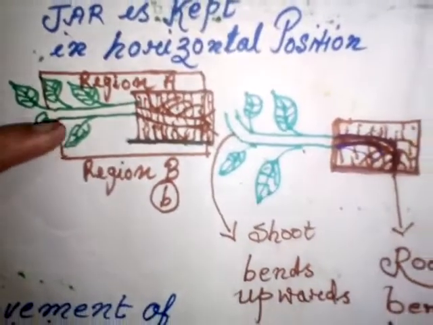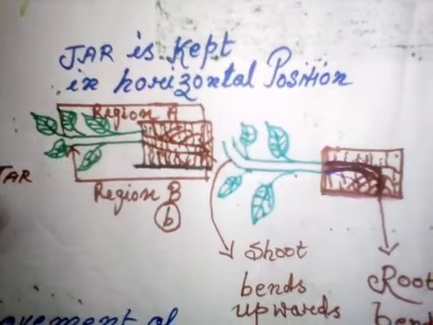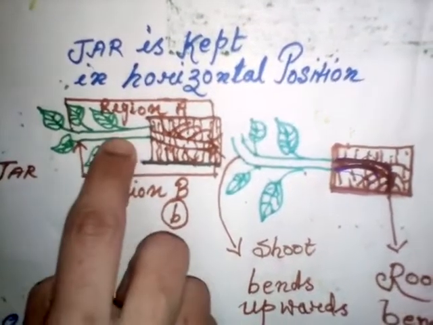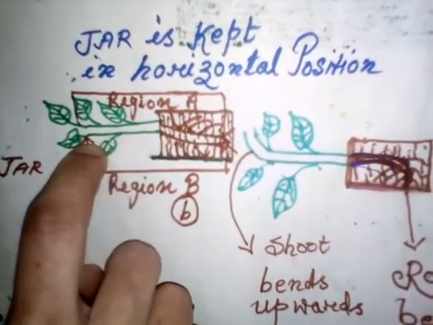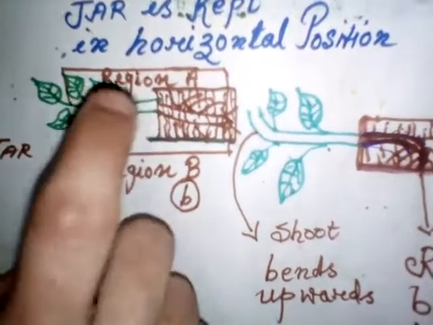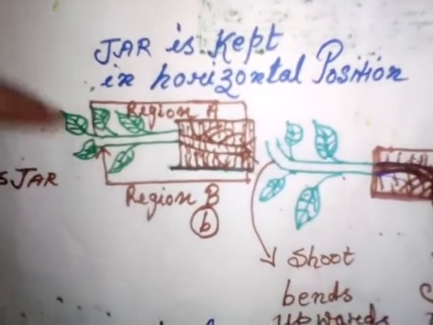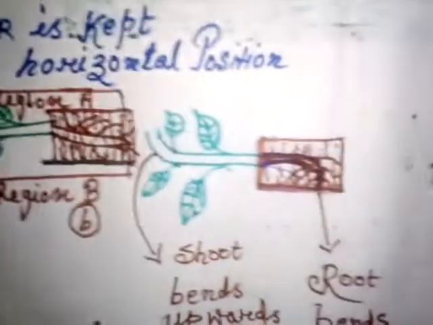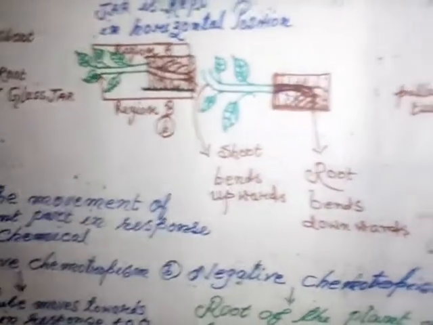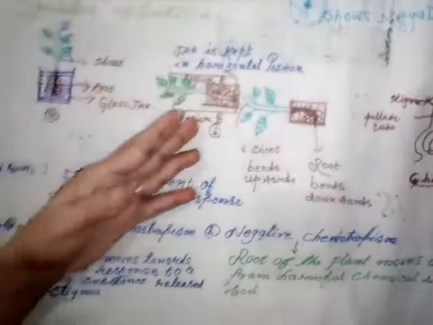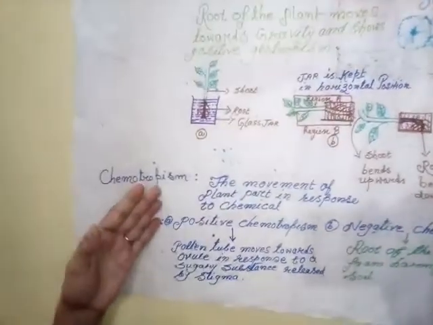On the other hand, in case of shoot, what is happening? Accumulation of more oxygen in region B will cause more growth in region B as compared to region A. This will cause the shoot of the plant to move upward against gravity to show negative geotropism. In this way, oxygen helps in geotropism. Now I am discussing chemotropism.